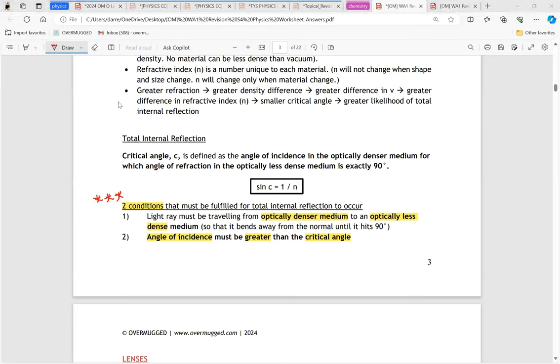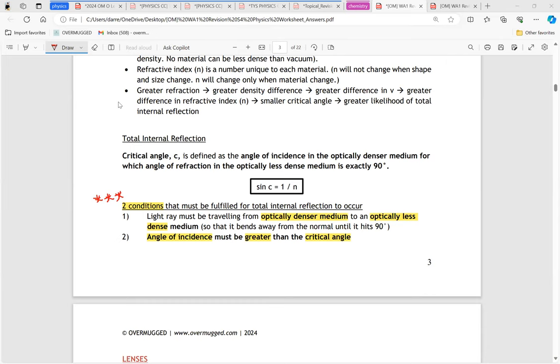Right? In short, if total internal reflection is tested and there's ever an "explain how did total internal reflection occur" question, you are almost guaranteed required to bring up the two conditions. But if your question is glass and air, you can replace optically denser medium with glass, and optically less dense medium with air. So you answer specific to the question. And if you know your critical angle, you can also mention it. But I'm saying that the two conditions are almost 100% required.